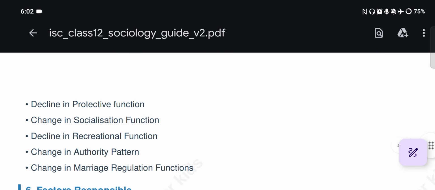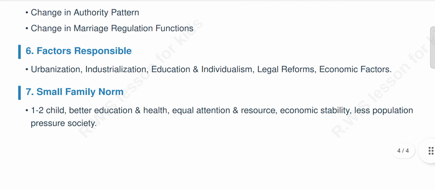And nowadays, even the children, the members, are allowed to choose their own partners. They are more free, but before it was not that easy. And the factors responsible, I guess I told you all about them: urbanization, industrialization, education, individualism, legal reforms, economic factors. I hope these are understandable.